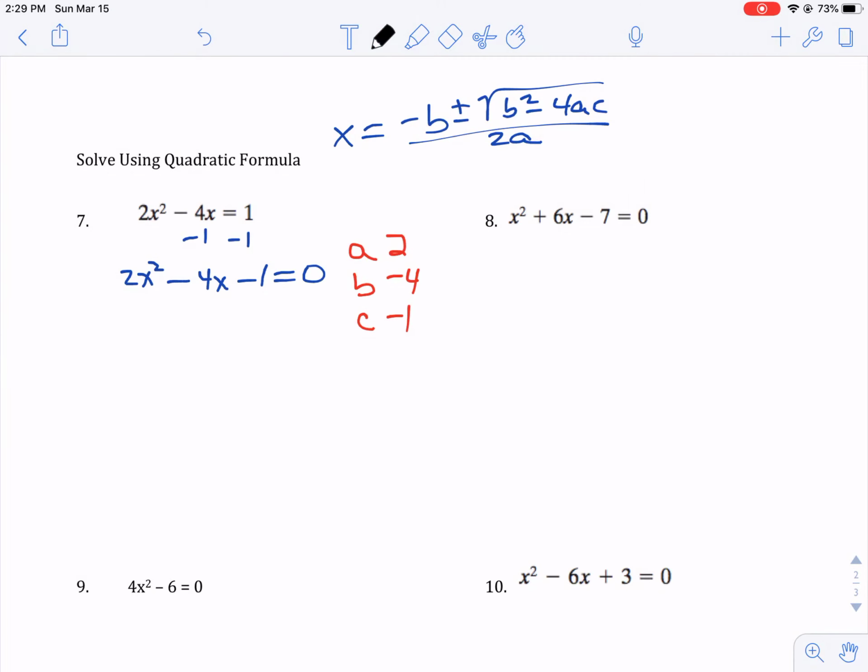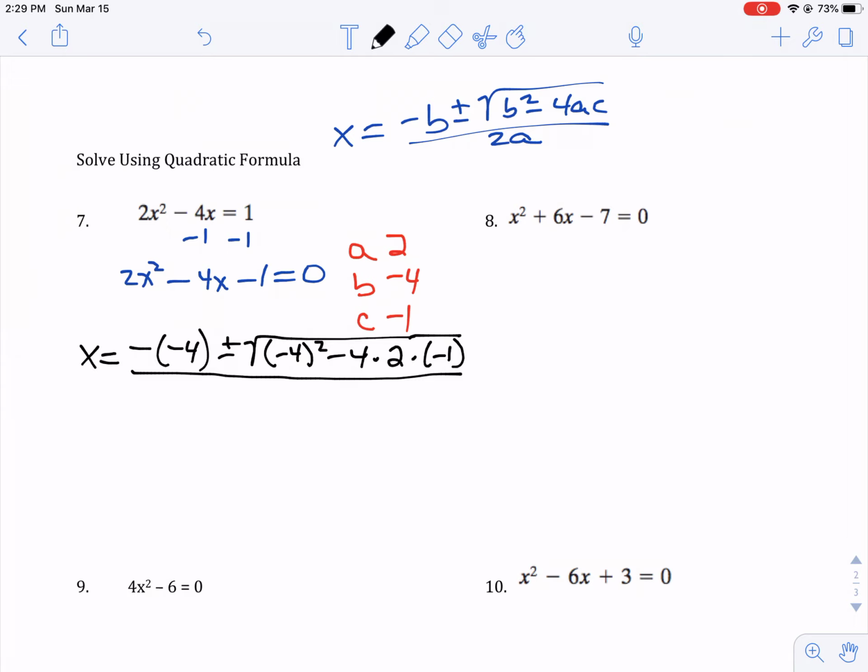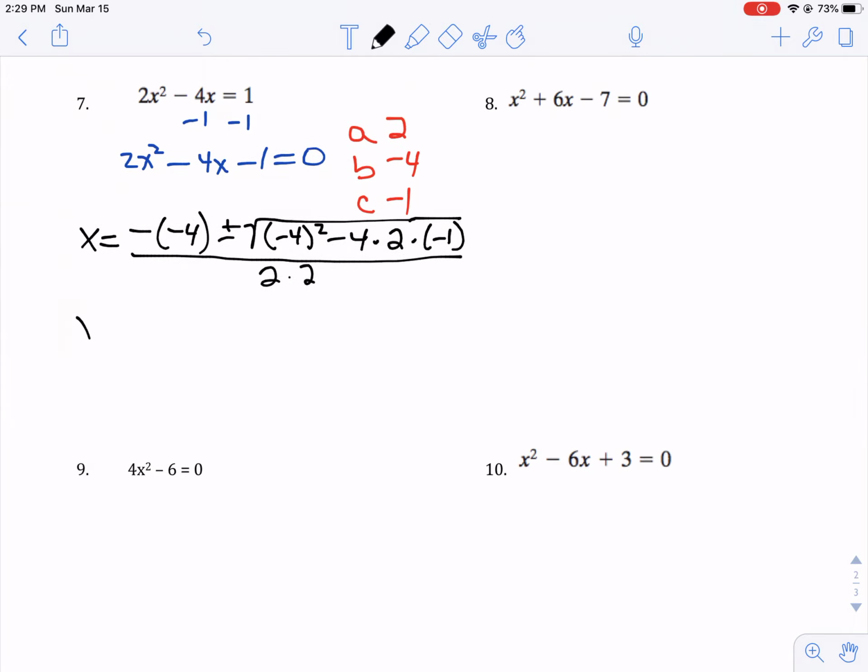And we're going to go plug those in. X equals negative. Wrap that negative 4 in parentheses for the b. Plus or minus. Hug that negative 4 again. Squared. Minus 4 times 2 times hug the negative 1. All over. Get that bar all the way across. 2 times 2.